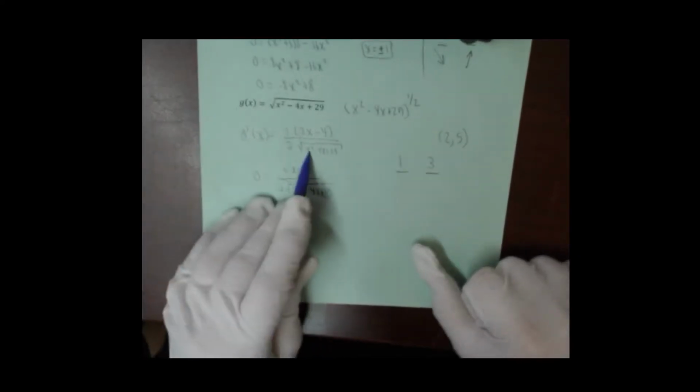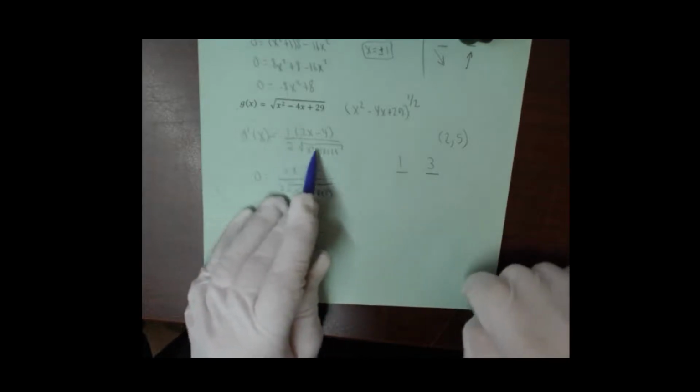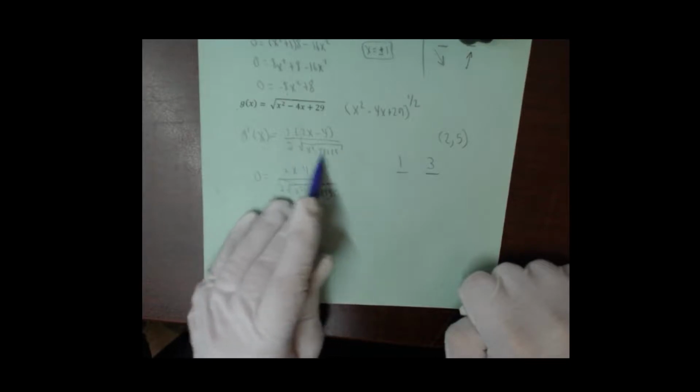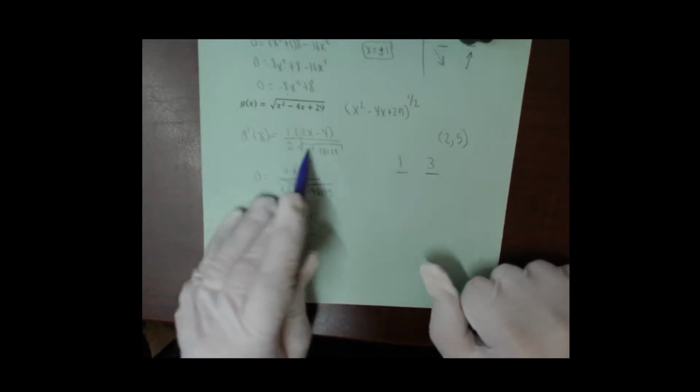Notice now that the denominator will always be positive, and that's if it exists. So this graph only exists where this thing right here is positive. Because we're taking the square root, this will always be positive, so I can ignore it.